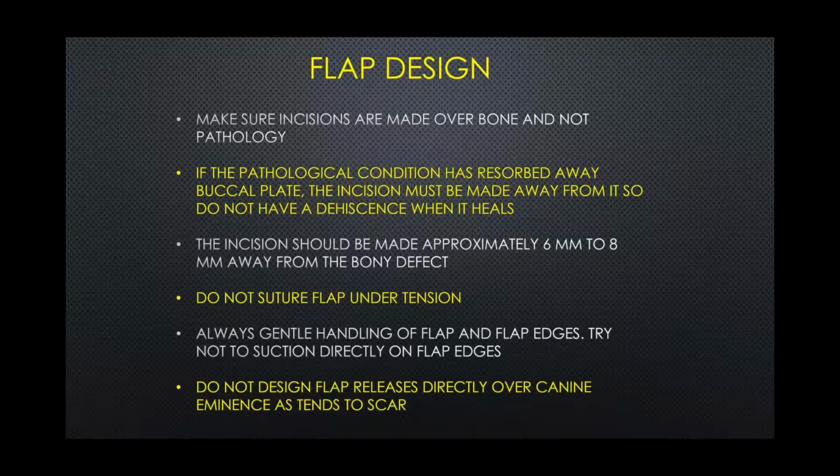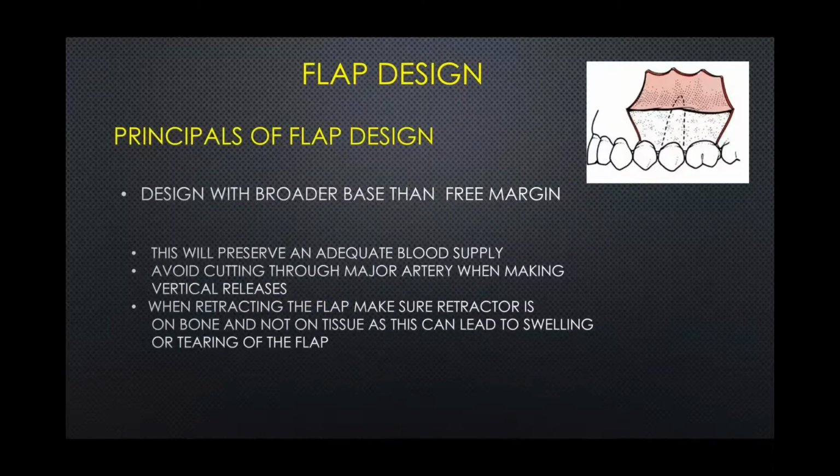Okay, just as an aside, whenever we're thinking in terms of vertical releases in the maxilla, try not to make a vertical release directly over your canine eminence, as this area tends to scar, and aesthetically it's not so good. Okay, so when we design our flaps, we always want to think in terms of designing our flap with a broad base as compared to our free margins. So it's almost trapezoidal in shape. The purpose of this is that it can preserve an adequate blood supply to our thin free marginal tissues. Also, it helps us prevent cutting through major arterioles when making our flaps.